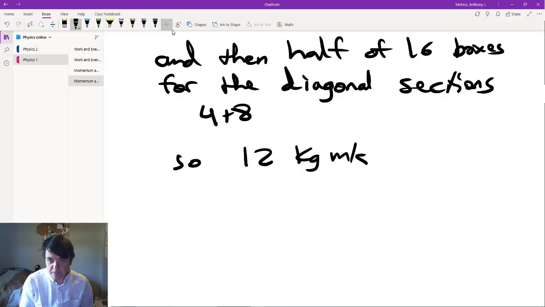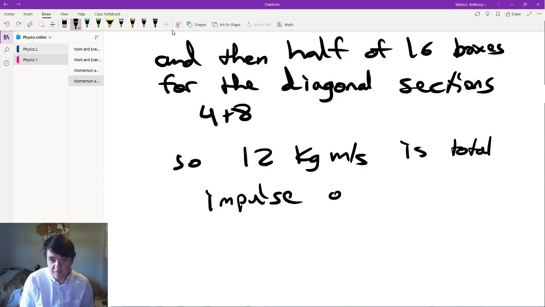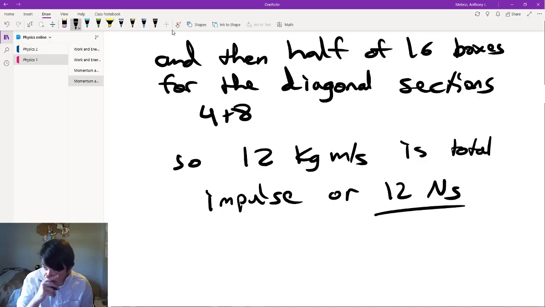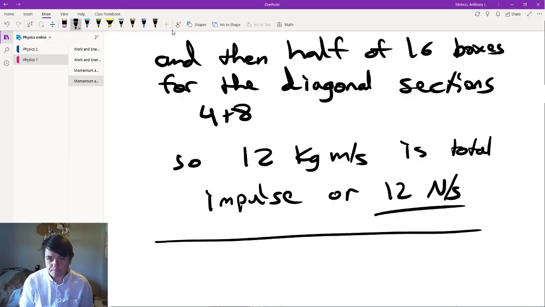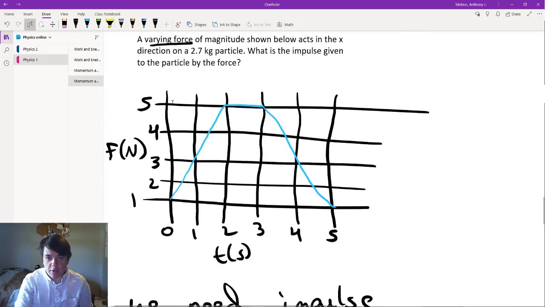kilogram meter per second is the total impulse. Or you can write this as 12 Newton seconds. Okay? Either way, it's the same thing. So that's the answer for that one. So if you see a varying force problem, all you've got to do is add up the area under the curve. Okay?